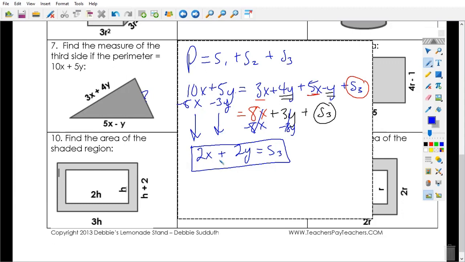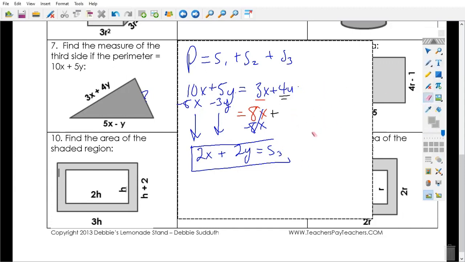Okay, the answer is 2x plus 2y is the third side. Oh, okay. So first off, perimeter. Do we know what perimeter means? Yes. Perimeter means to add up all sides. It's a triangle, so how many sides do we have? 3. They gave us 2 of our sides, and they gave us our perimeter. So we combine the 2 sides that we knew. So 3x and 5x made 8x. 4y and -1 made 3y. And then we had to get our unknown side by itself. So we just subtract it to the other side. Now I understand. We're good? Yeah, because I thought those s's were phi's for a second. I got confused. It's side 3. Yep. All right.